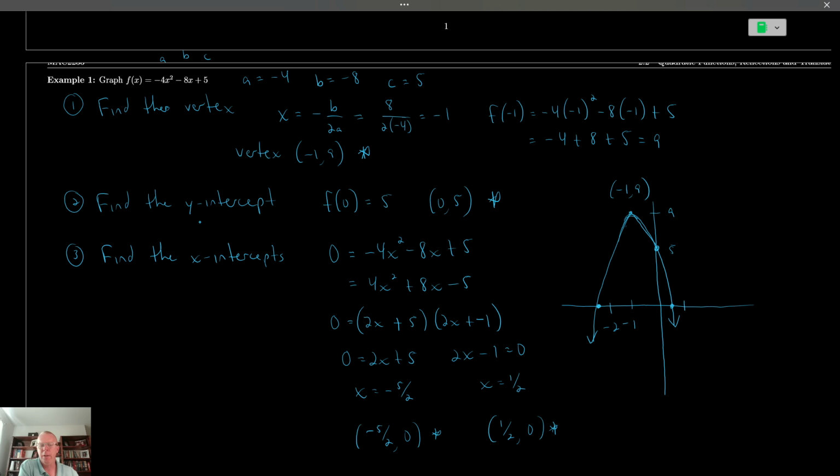and you're good to go. Now, it's possible you don't have any x-intercept. For instance, if this one had this vertex and opened up, it's never going to cross the x-axis.